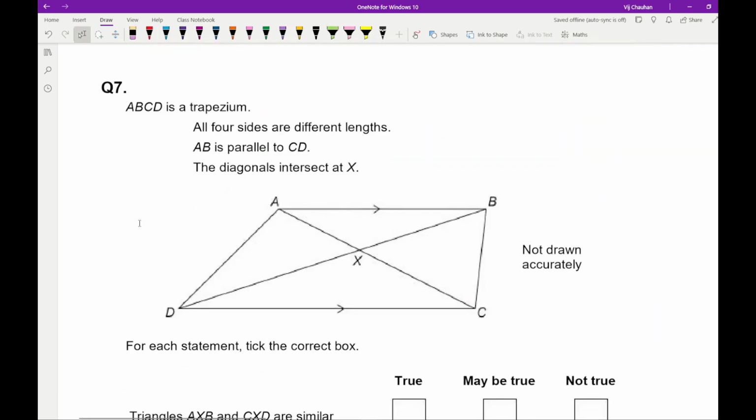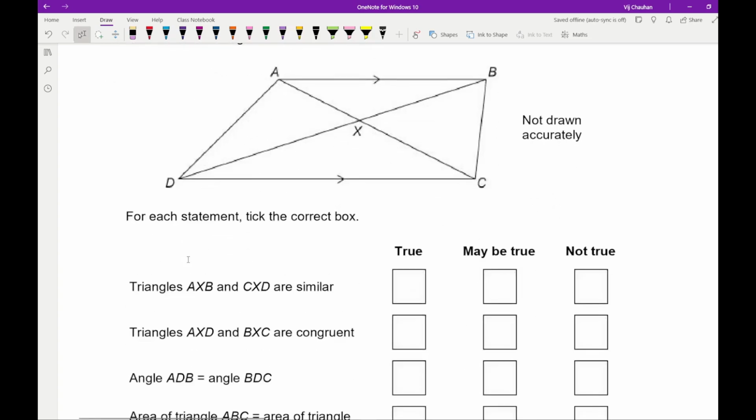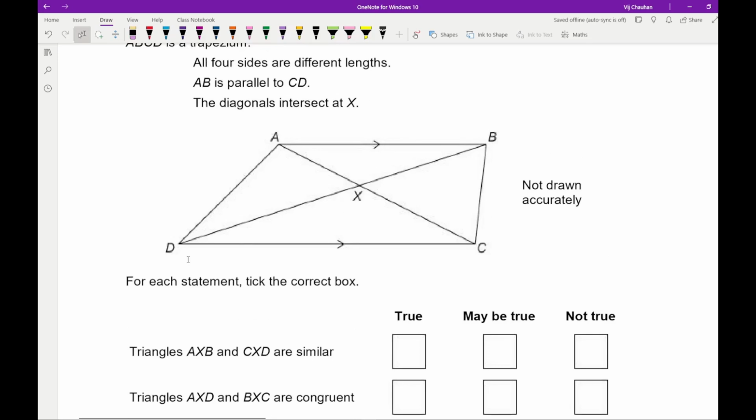Then moving on to our last question, it says ABCD is a trapezium. All four sides are different lengths. AB is parallel to CD and the diagonals intersect at X. And it says for each statement, tick the correct box. So for this, it says triangles AXB and CXD are similar.